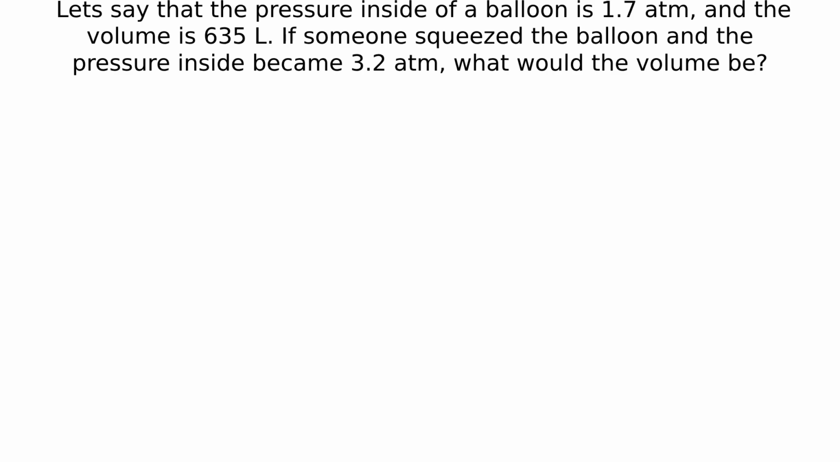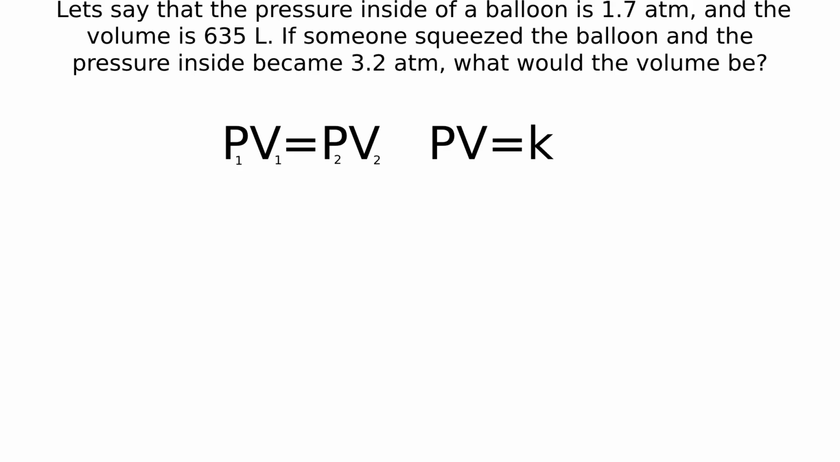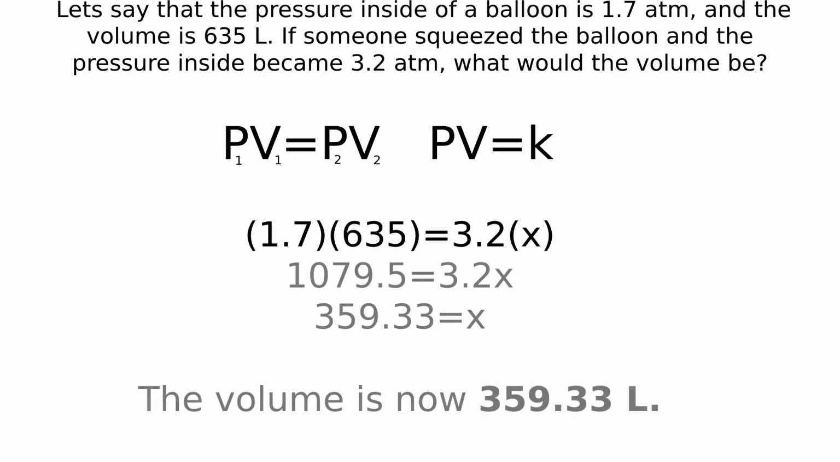First, let's look at our equations. We have both the initial pressure and volume as well as the pressure after the squeeze. Therefore, all we need to do is fill in the information we have and solve for volume by filling it in with x. Doing some basic algebra, we can figure out that x equals 359.33. Therefore, the volume inside the balloon is 359.33 liters.